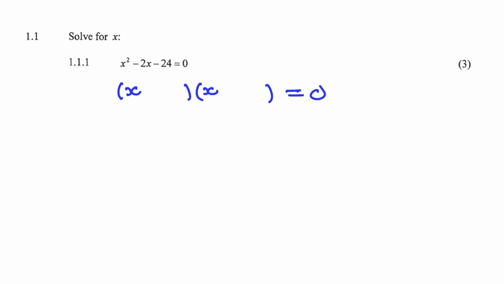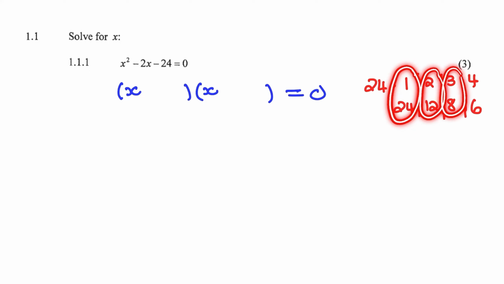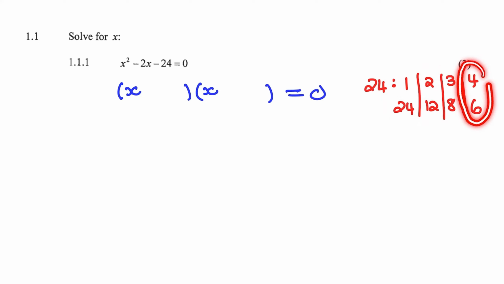What I mean by that is that I'll take the factors of 24, so that is 1 times 24, 2 times 12, 3 times 8, and 4 times 6. So all of these are the factors of 24. And I want to find a difference of 2 between the factors in order to create the middle term of negative 2x. So here I can see that 4 and 6 have a difference of 2.